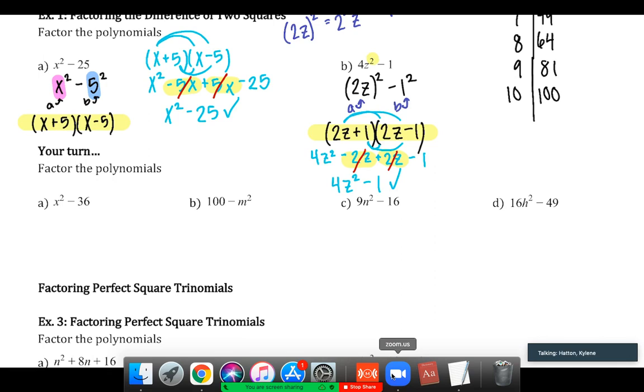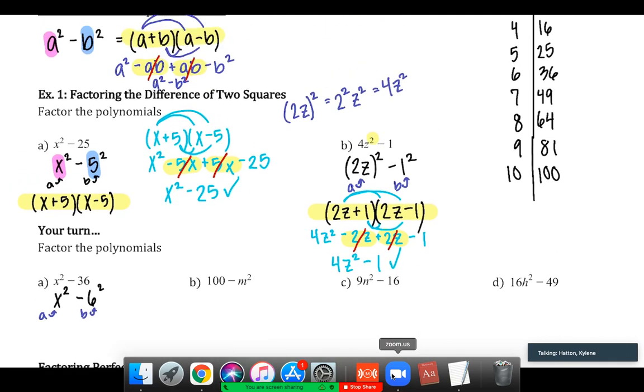For A, so I have x squared, that's just x being squared. What can I rewrite 36 as? Julia? Yeah, perfect, minus 6 squared. And then A would be x, B would be 6. And after that, it's just a matter of plugging it into this A plus B times A minus B pattern up here. So A plus B is x plus 6. A minus B is x minus 6.